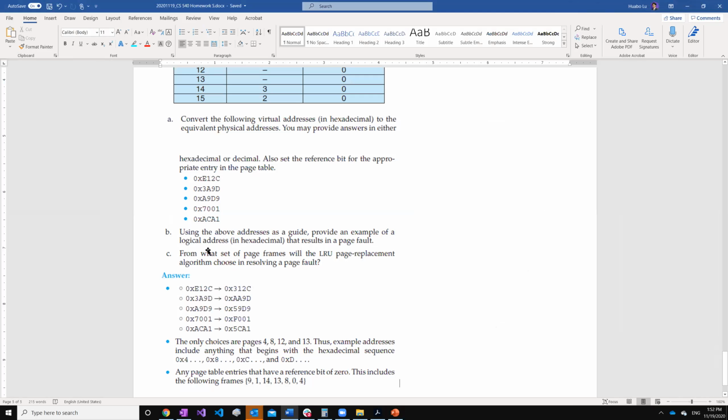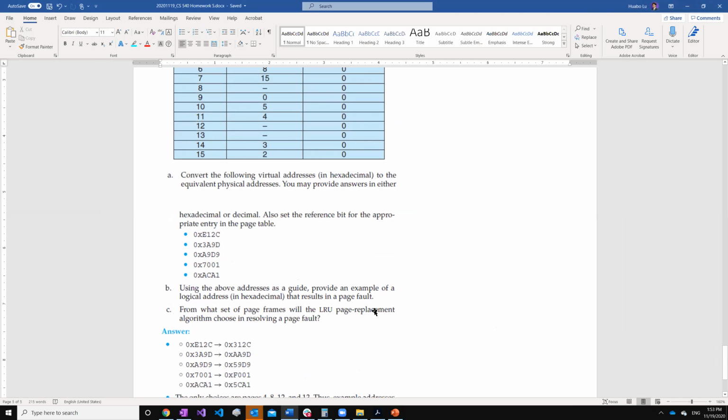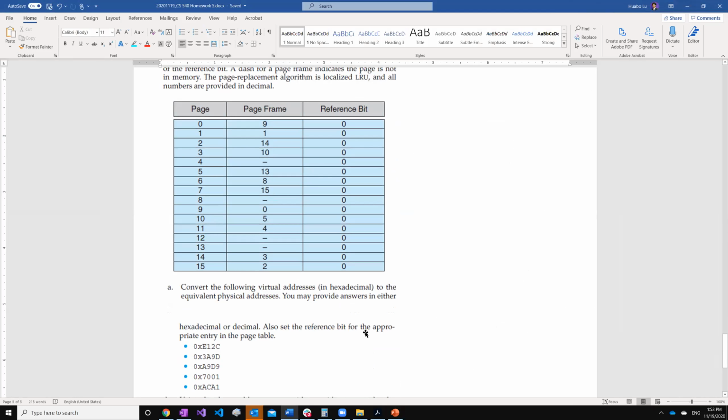Okay. Now, the next question is using the above addresses as a guide, provide an example of a logical address in hexadecimal that will result in a page fault. And this is the easy one. What is a page fault? A page fault is when we want to access the corresponding page and we figure out it's not there, not in the physical memory, not loaded. What do we do? Well, we will replace a page, right? So we will load the page.